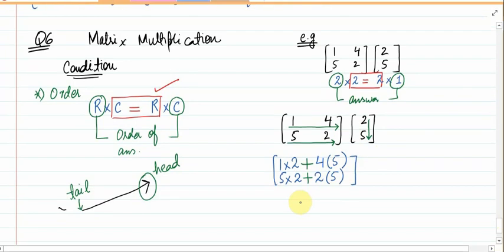If you further solve it, it will be 1 2s are 2 plus 4 5s are 20, 5 2s are 10 plus 2 5s are 10. Right? You can further add it. So it will be 22 and 20.